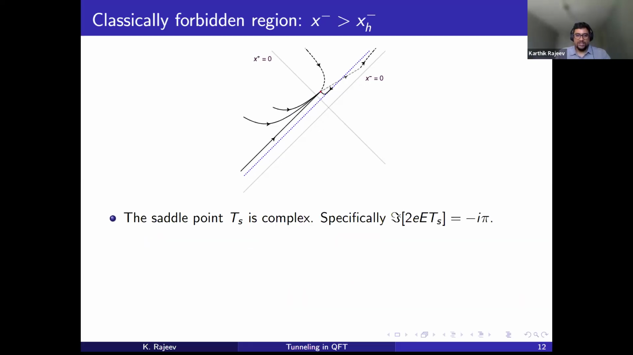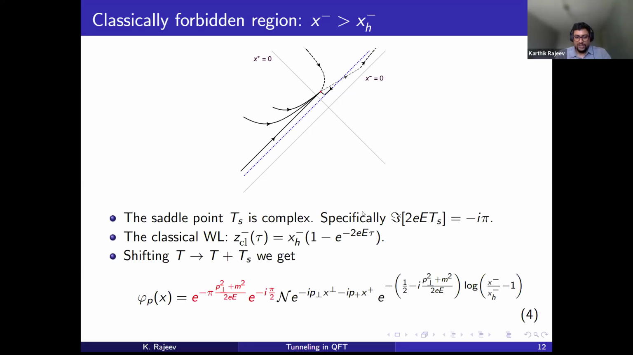But the interesting thing happens when you are in the classically forbidden region, and you try to see what the saddle point for this case is, and it turns out that the saddle point is a complex quantity. And then you can do the same thing with this case, but this time you have a complex saddle point, and that complex saddle point gives rise to a complex worldline action, which in turn gives you the tunneling factor.